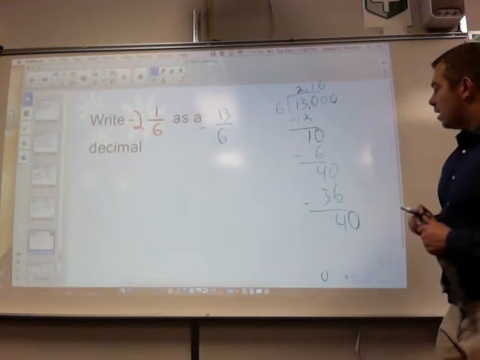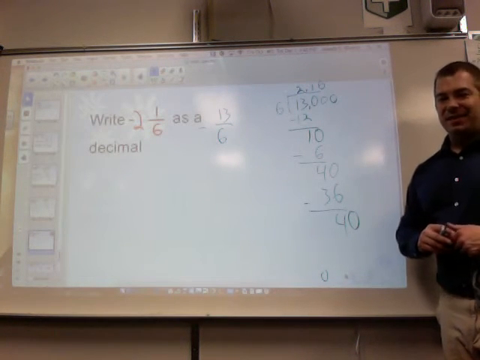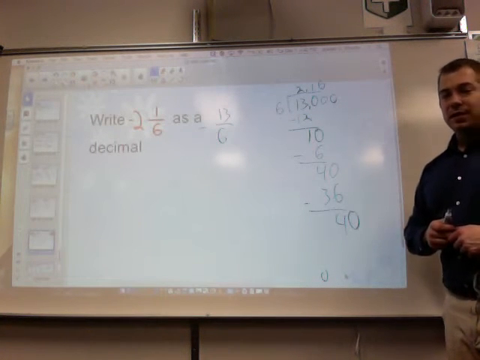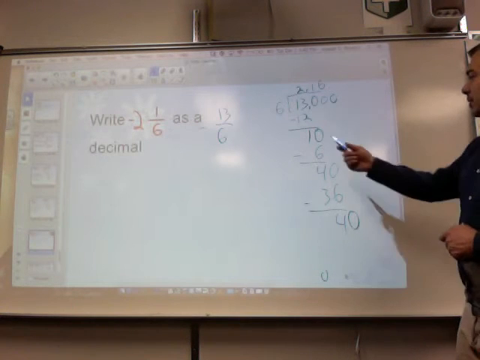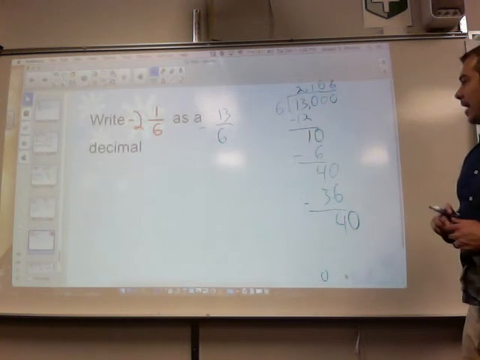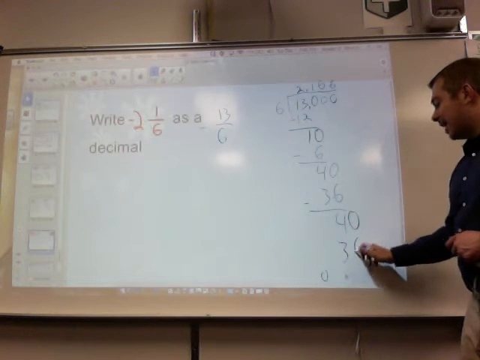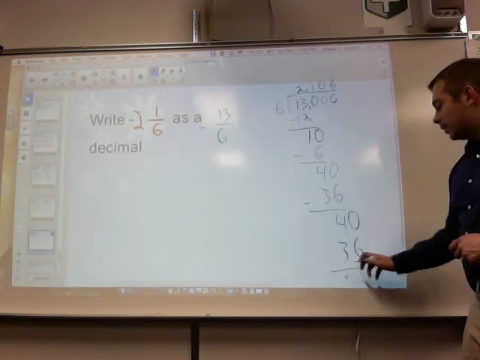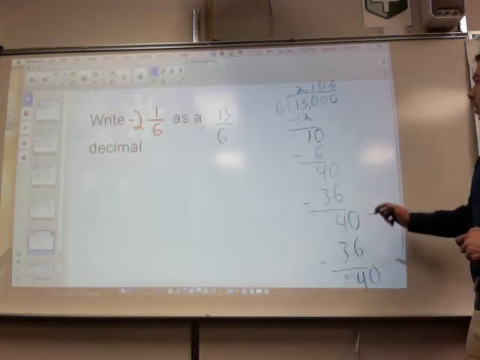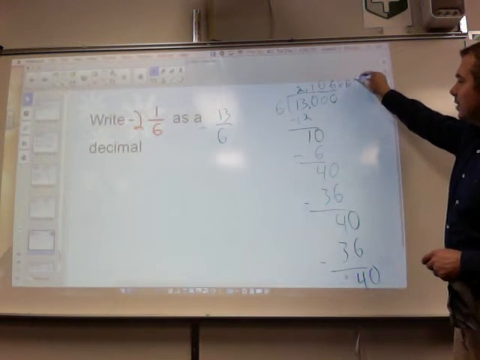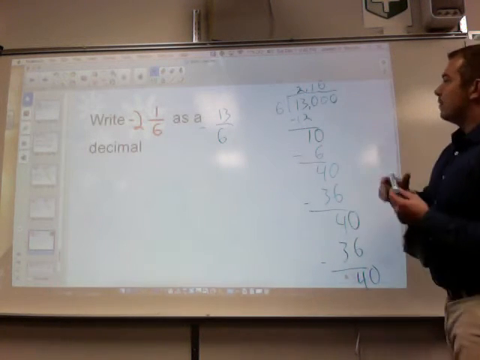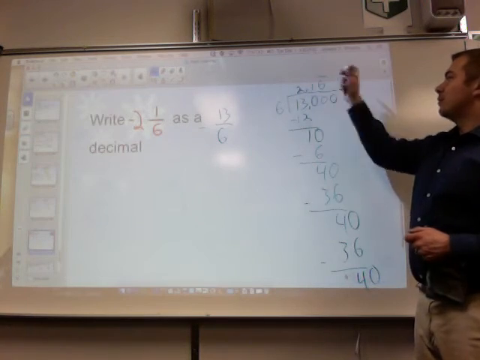Bring it down. I'm starting to see that it's going to repeat here. There's my 40. I have another 40. 6 can go into 40 6 times again. All right, and then 6 times 6 is 36. And I'm going to stop now because, once again, I'm going to get 40 minus 36 equals 4. And it's going to be another 40. And I'm going to keep going with 6, 6, 6, 6 on forever. So I could stop right there and realize that's going to be 2.16 repeating.